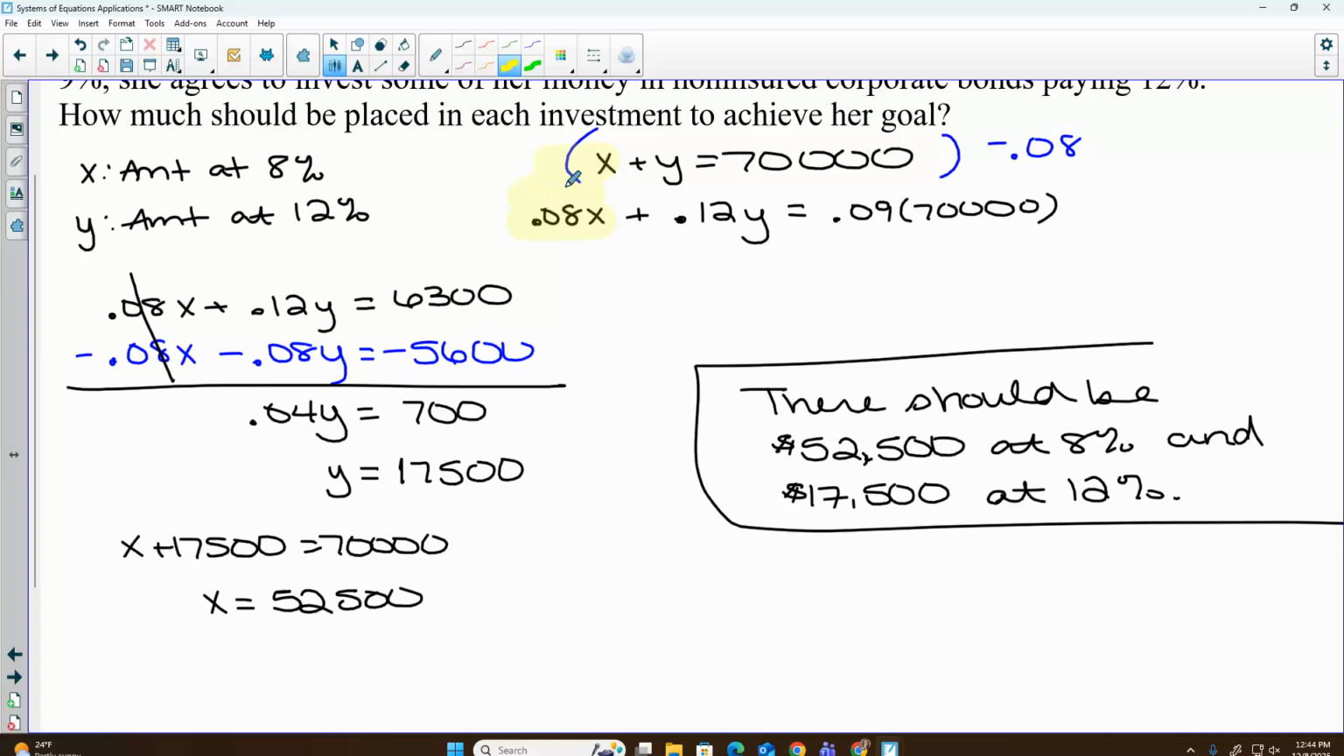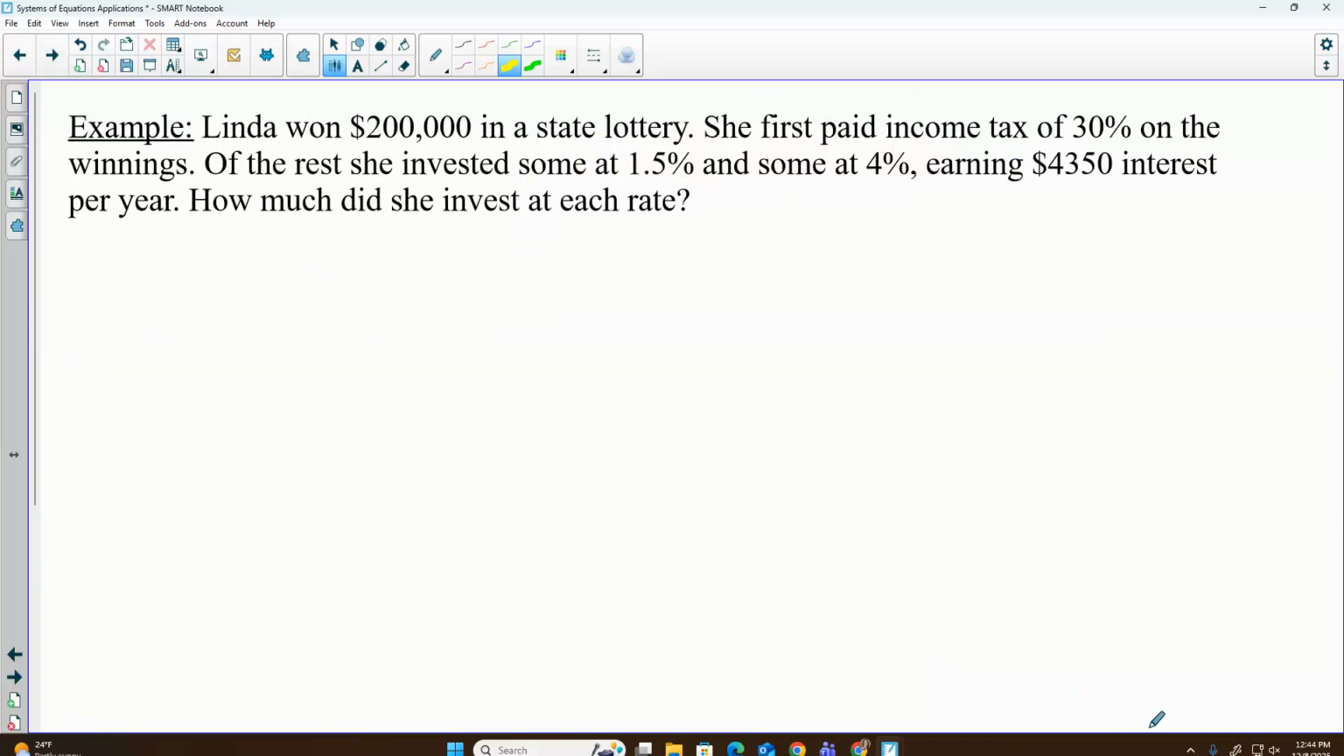I want you guys to read the next one. See if you can define your variables and write your two equations, but don't start solving them until we make sure your equations are right. So Linda won $200,000 in the state lottery. She first paid an income tax of 30% on the winnings. Of the rest, she invested some at 1.5% and some at 4%, earning $4,350 interest per year. How much did she invest at each rate?